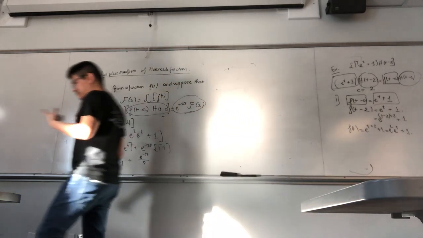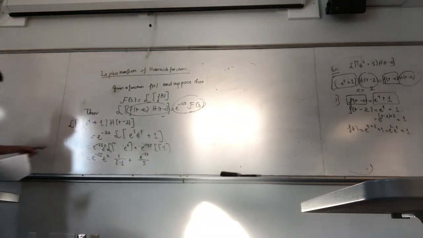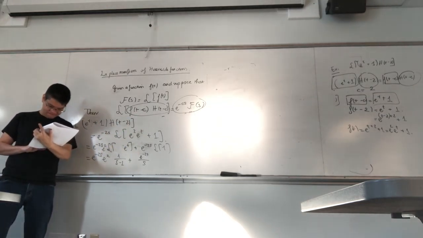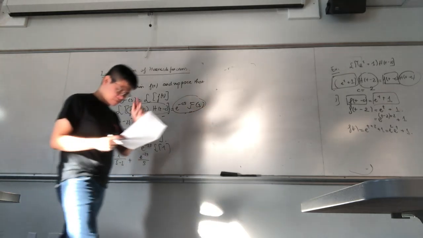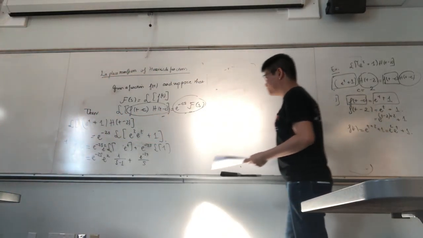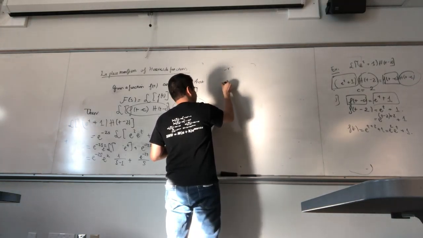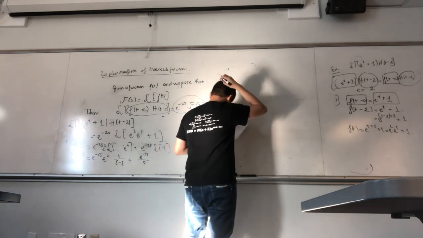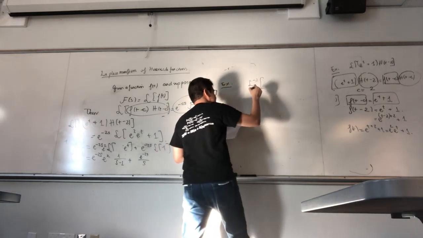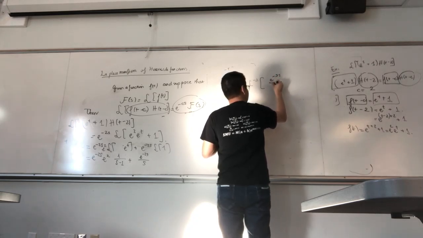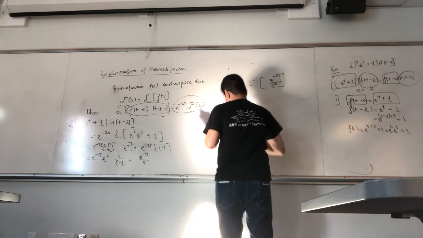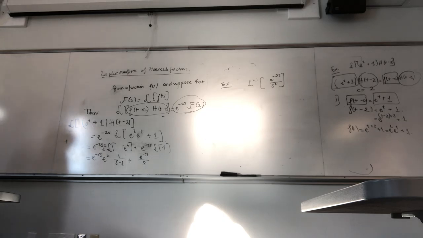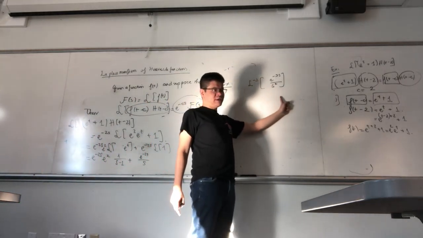Right, so basically, whenever you see a Heaviside function, what you have to do is to use this formula. All right, so now we're going to do a more difficult exercise, which is trying to do the inverse Laplace transform of this function. So now I have to do the inverse Laplace transform of e to the power minus 3s over s squared.